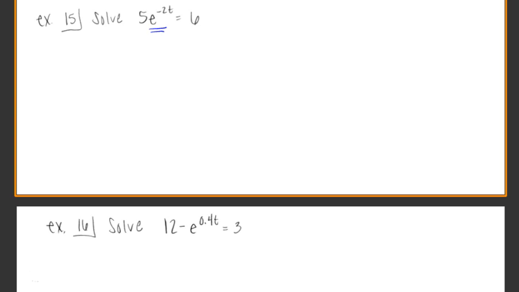So to get started, we have 5e to the negative 2t equals 6. It's just 5 times that. So let's break off that coefficient in the front. So now all I'm focused on is just the exponential part, e to the negative 2t equals 6/5.